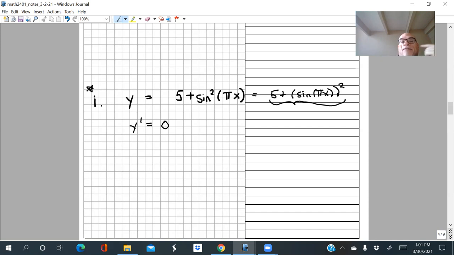That's the part that's trickier. So now we have to find the derivative of that sine pi of x squared. And this is what it's crucial that you recognize, okay? You have this expression, sine pi of x, that's just an expression, and it's raised to a power. So you have this expression raised to a power. So how do we differentiate expressions raised to powers?